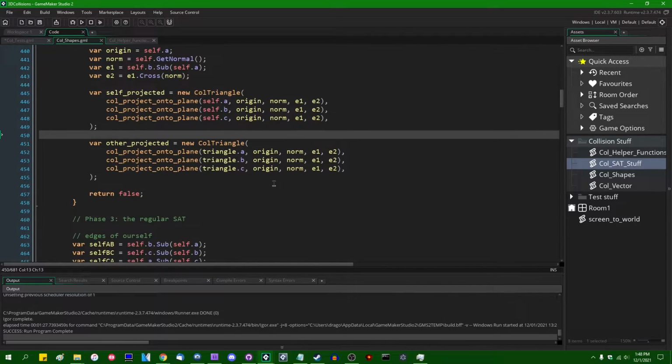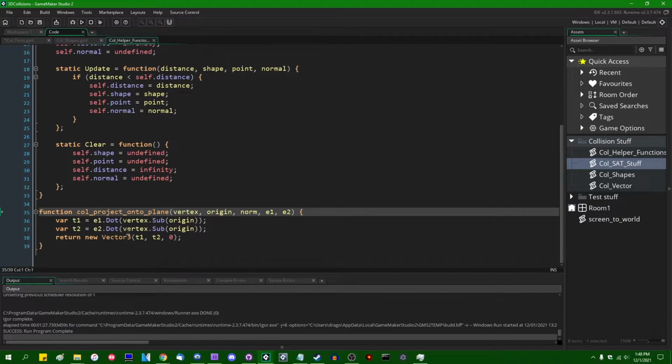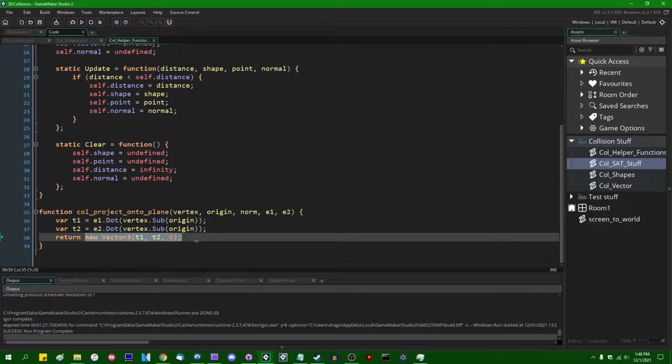So now we have two triangles. They're going to both lie on the xy plane. All three of the z-coordinates of both triangles are going to be 0, because remember, projectOntoPlane just returns a new Vector3 with the projected vertices and 0 on the z-axis.